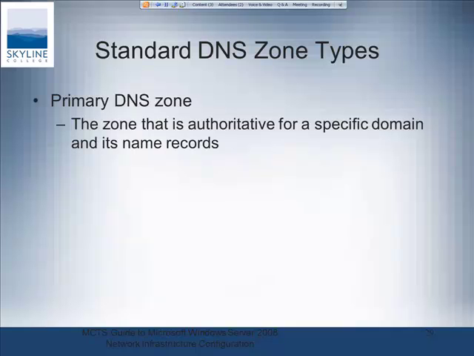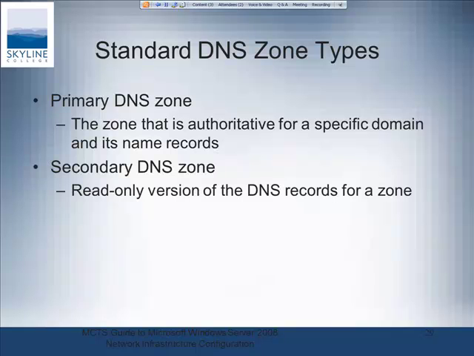Primary zones, the zone is authoritative. And what does authoritative mean? In simple terms, authoritative means that we can go in and make changes to it. The zone that is authoritative for a specific domain holds the domain records, which means it's read-write. It is a writable zone. A secondary DNS zone is read-only. We're going to use this thing called a zone transfer. And oh, by the way, by default, the zones don't allow zone transfers. You have to configure it to allow a zone transfer.